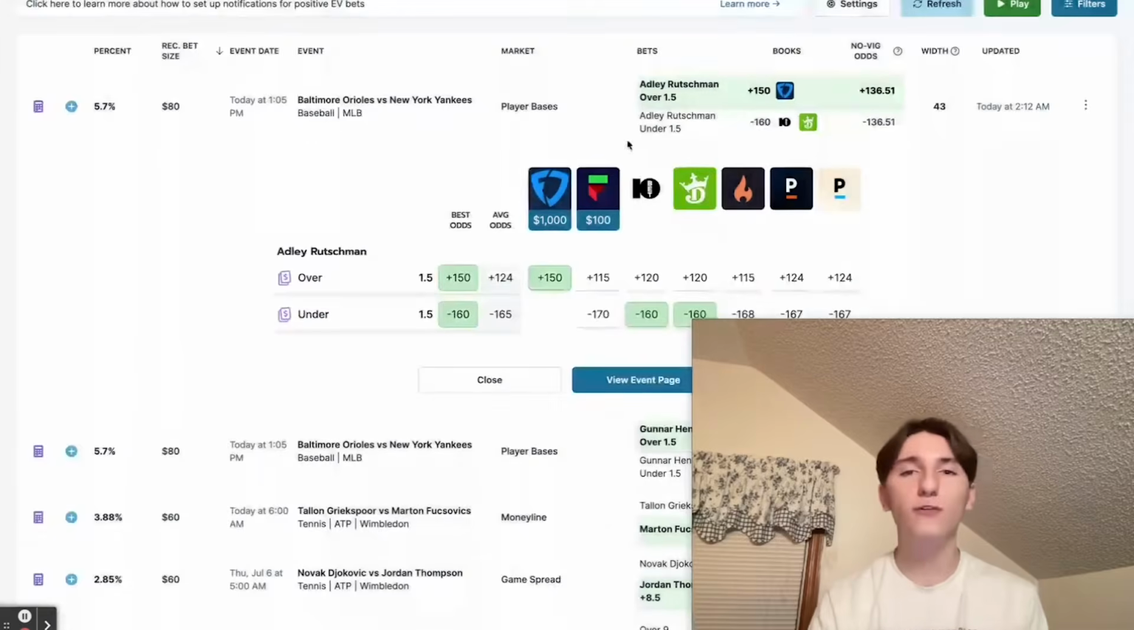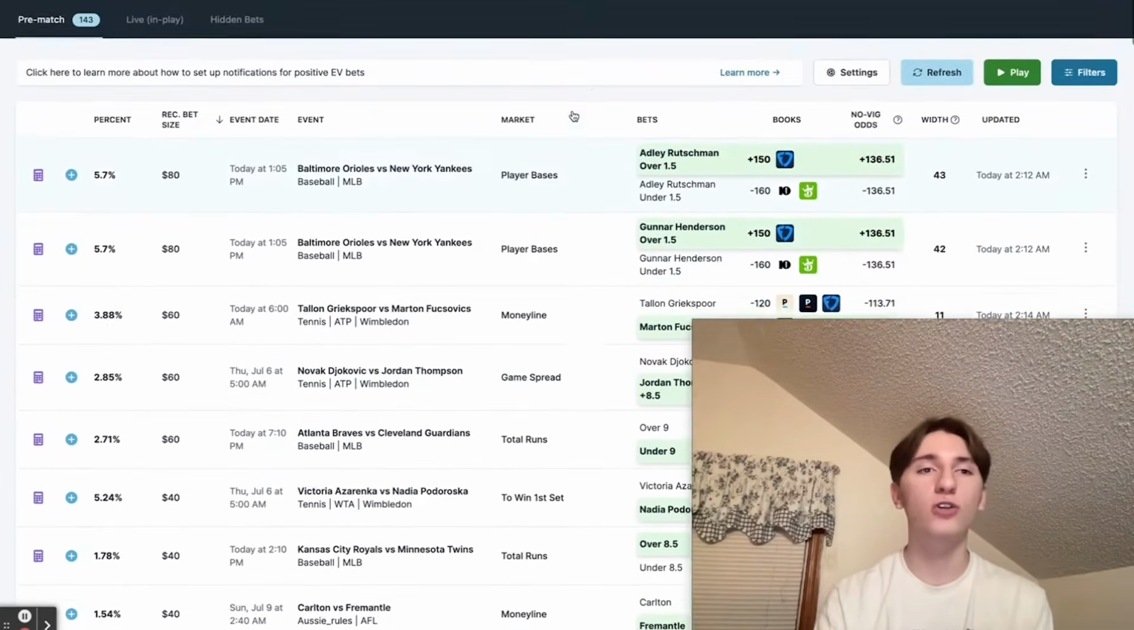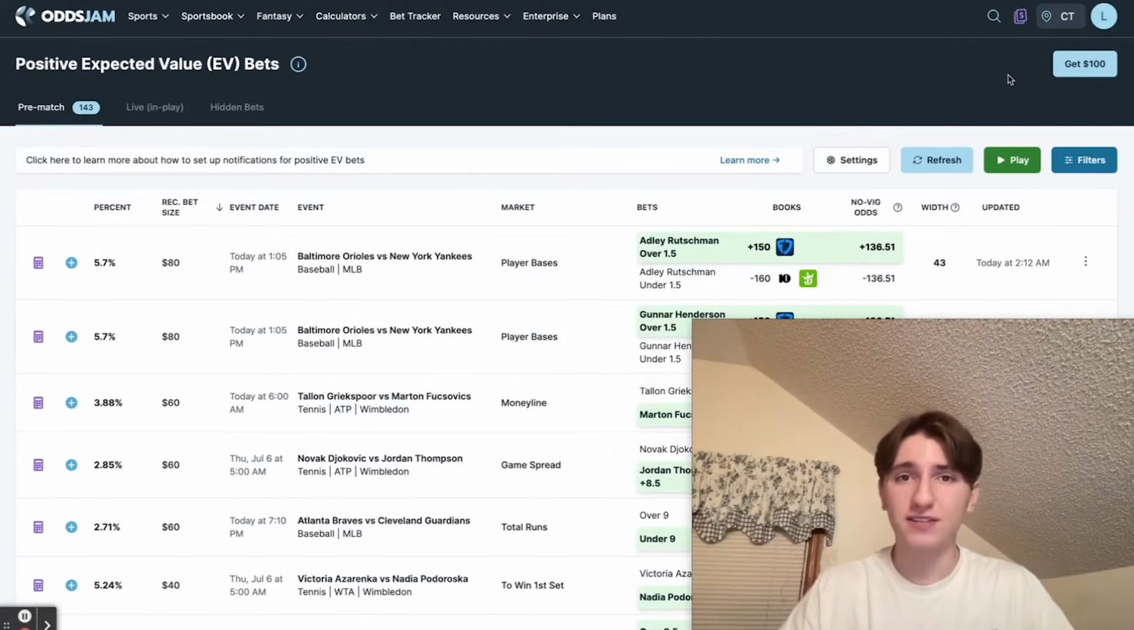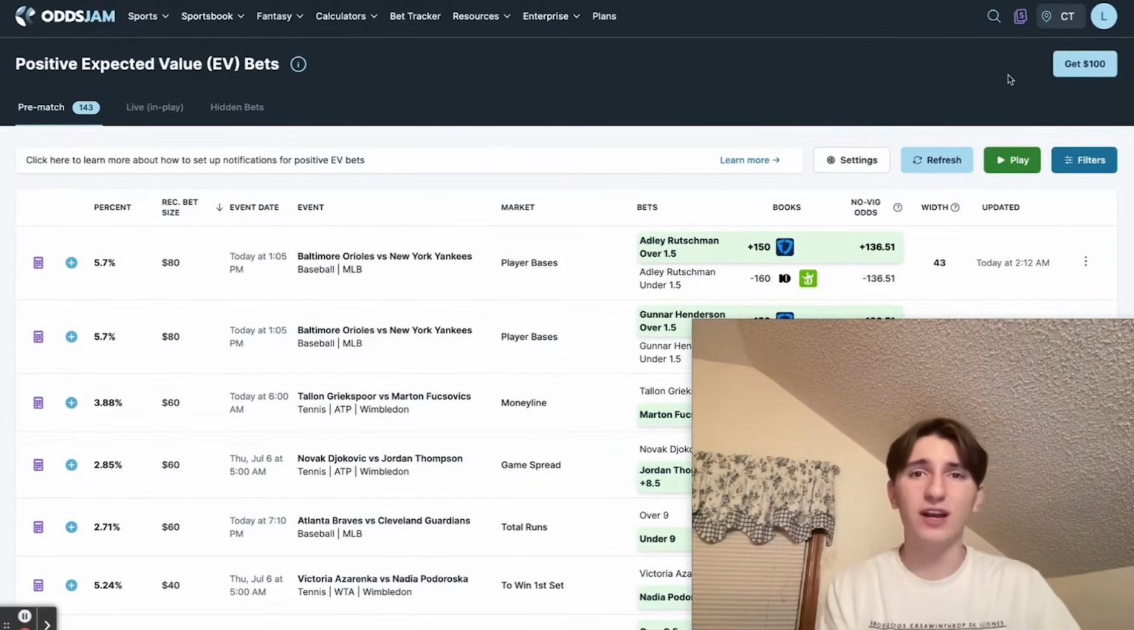It does all of the work for you, finds the profitable bets. All you have to do is place them on whatever book it tells you, and then keep track of it right here. That's the main gist of the positive EV tool. There's no fancy voodoo magic going on or anything else that's really going on behind the scenes that you don't understand. It's really that easy.